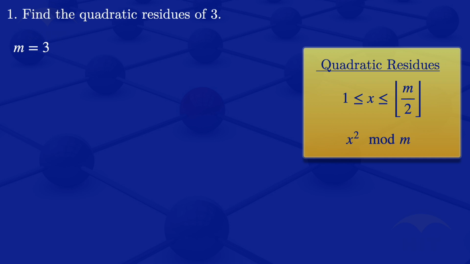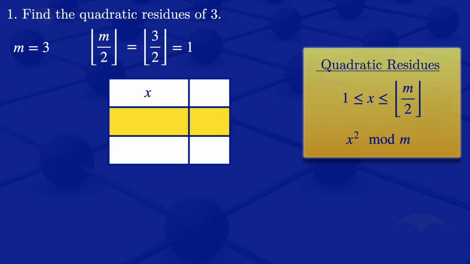Go on and find the floor value of m divided by 2, and that will give us 3 divided by 2, the floor value of that, and that floor value is 1. So in this case, we're just looking at one value of x, which is 1. I'll draw a table, and then I have my x, and then I have my x squared, and then x squared mod 3. That remainder, x squared mod 3, is the one that will give us the residues.